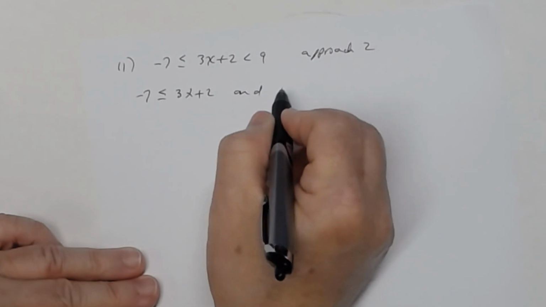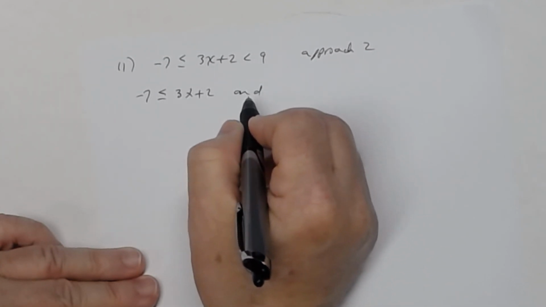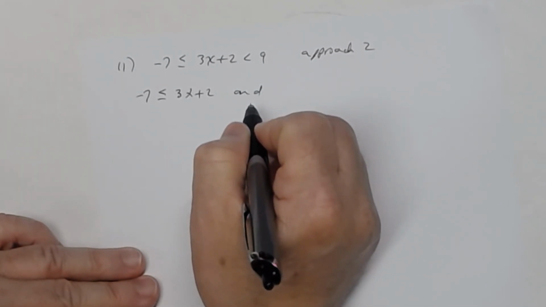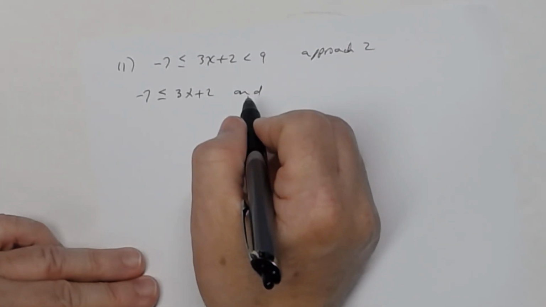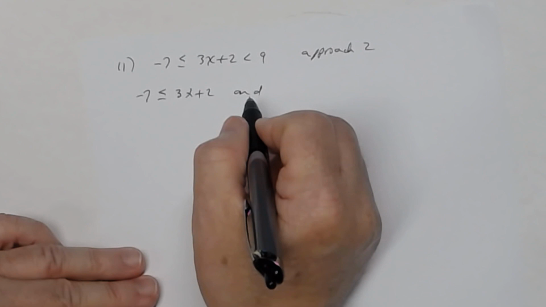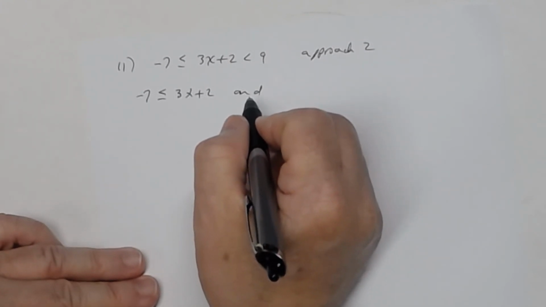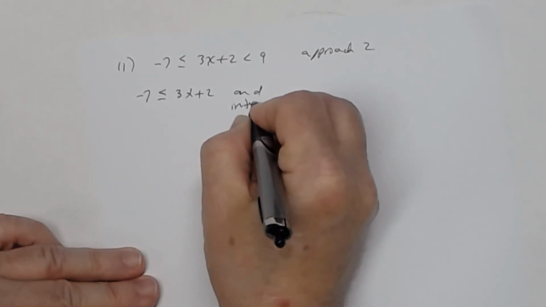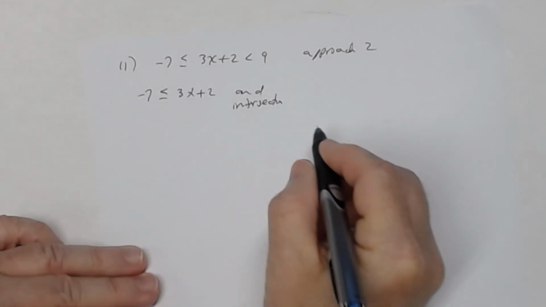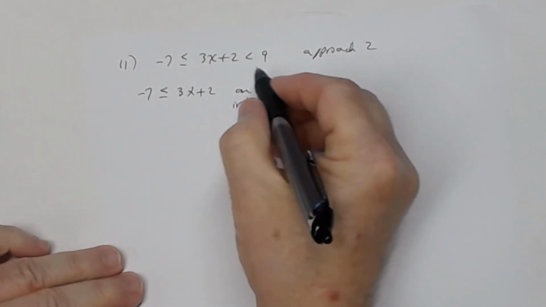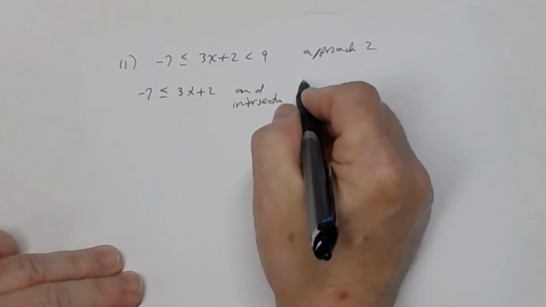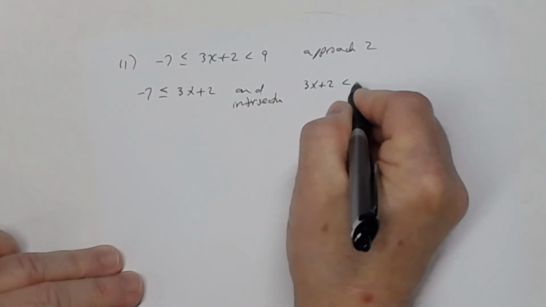If you did approach number 2 and you did not use the word and, you're not going to get all your points. Because there is a difference between the word and the word or. Those are two different types of statements. So and, remember, means intersection. So you can be looking at the intersection of these two solutions that you end up with. So and at the same time, 3x plus 2 is less than 9.